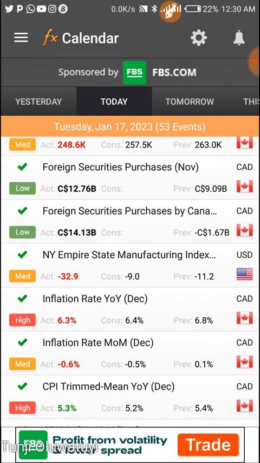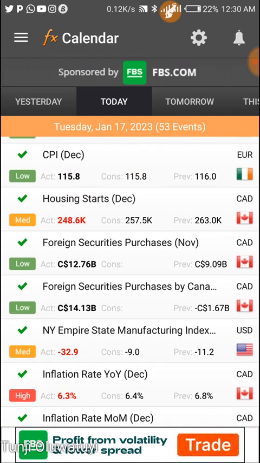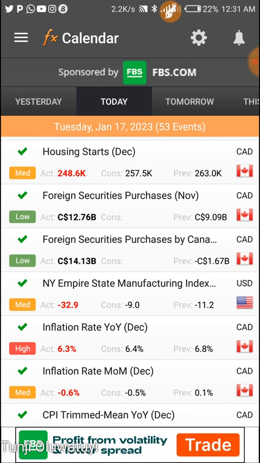Okay, now, anywhere you see the green bar, where low is actually written in it, it means that kind of news is expected to have low impact on the market. Wherever you see medium, which is yellow, it is telling you that the news is expected to have a medium impact on the market involving that particular pair.